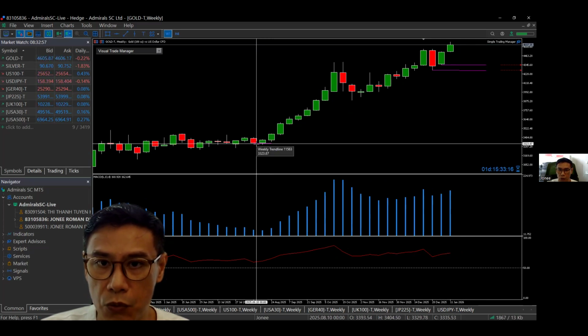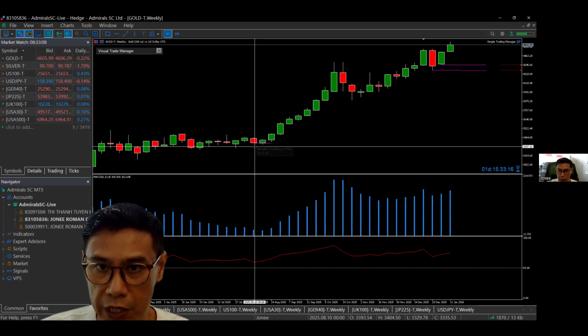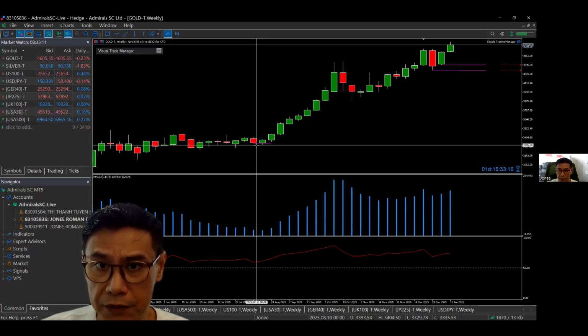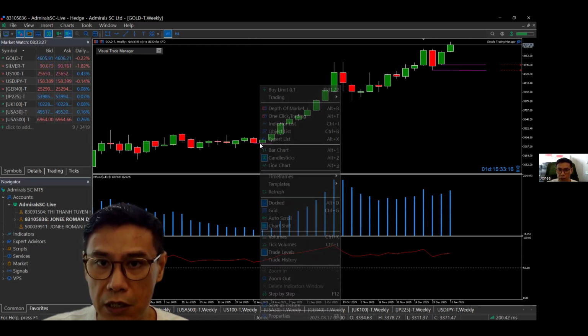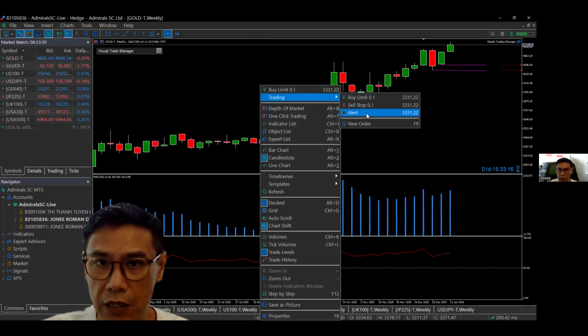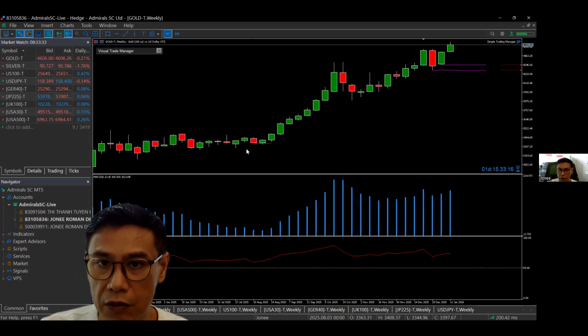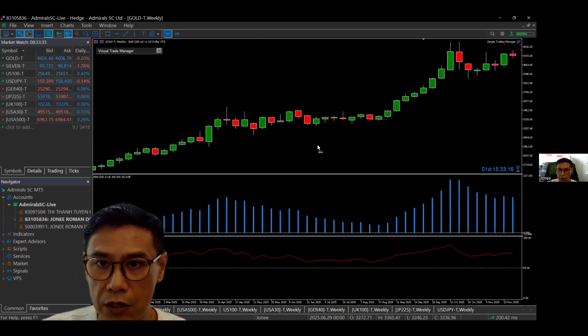What we need to do next, when price reaches for the low of the previous week, is drop down to H4. You don't need to stare at your charts all day or all week. All you need to do is set an alarm so that when price reaches this previous weekly low level, you can come to your charts. So easy: right-click on trading, and set an alert. When your MetaTrader 5 alerts, you can get right on your desktop.